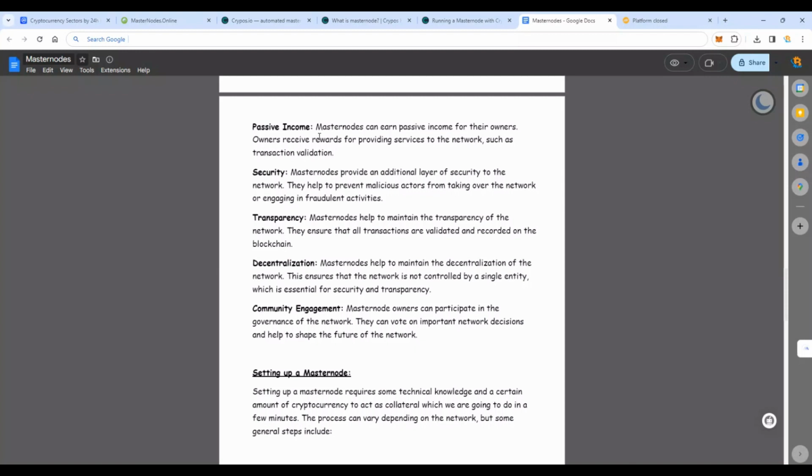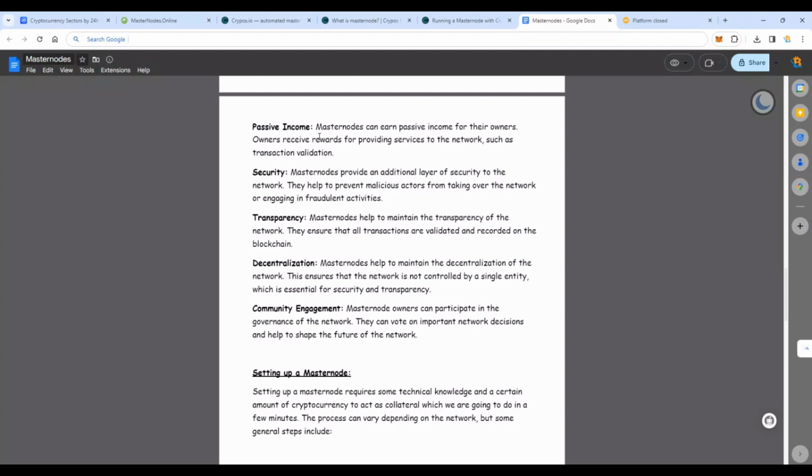Masternodes provide an additional layer of security to the network. We've already talked about this. They help to prevent malicious actors from taking over the network or engaging in fraudulent activities. Transparency, we've also mentioned this. Masternodes help to maintain the transparency of the network. They ensure that all transactions are validated and recorded on the blockchain.